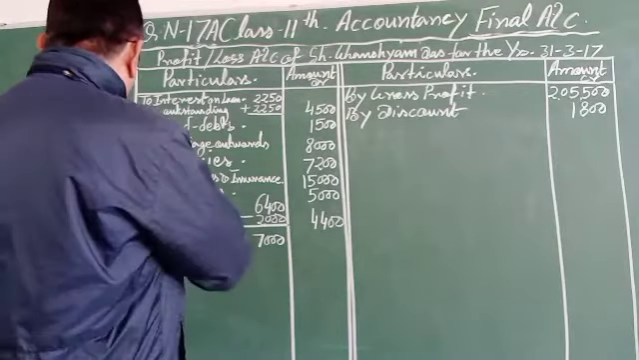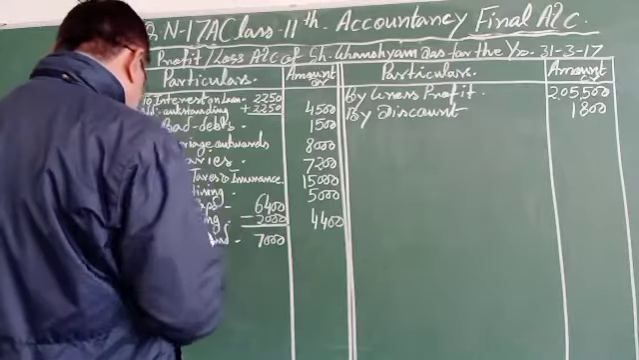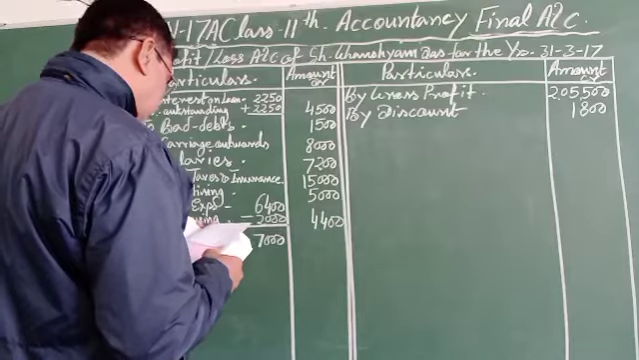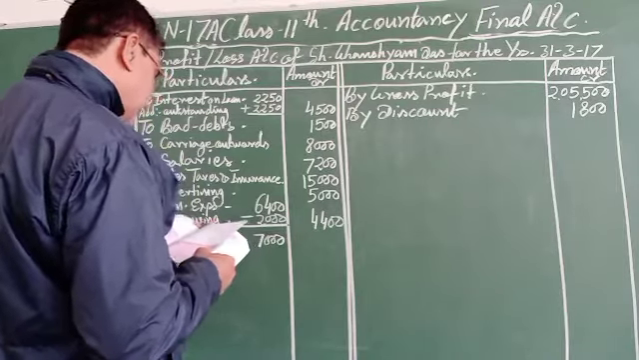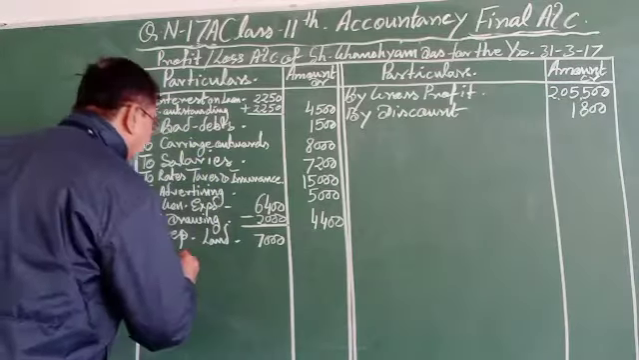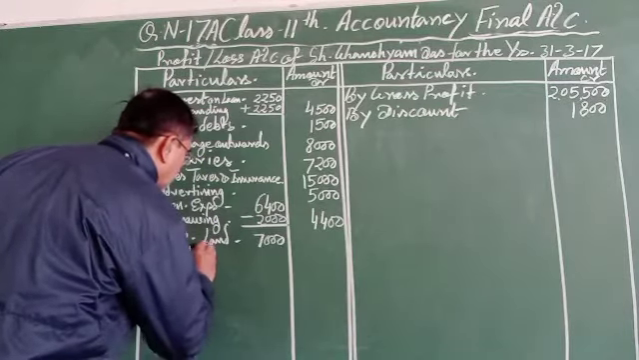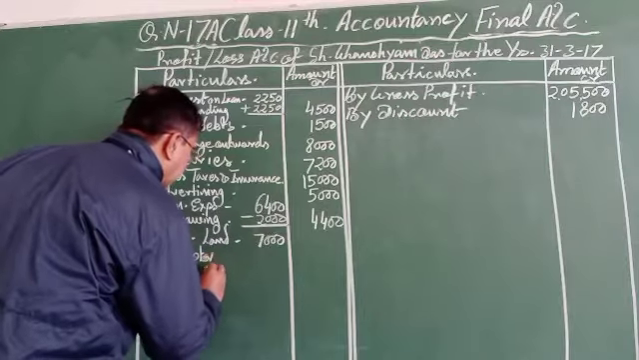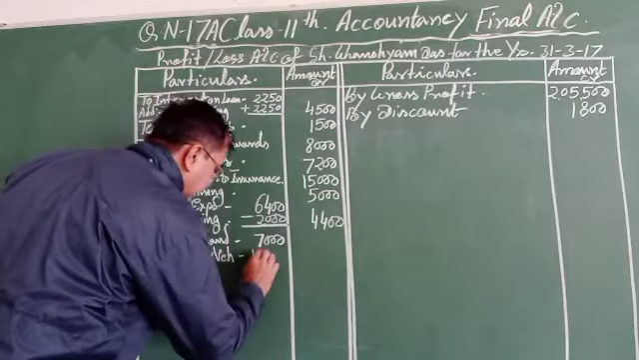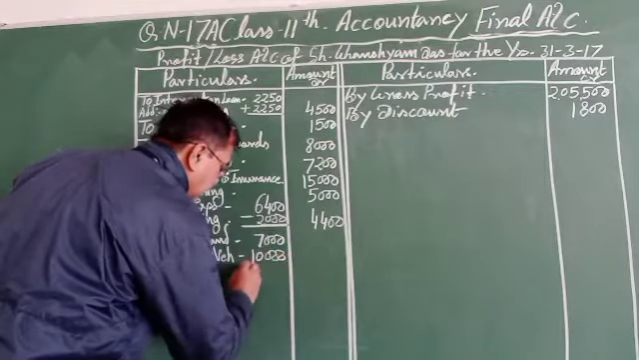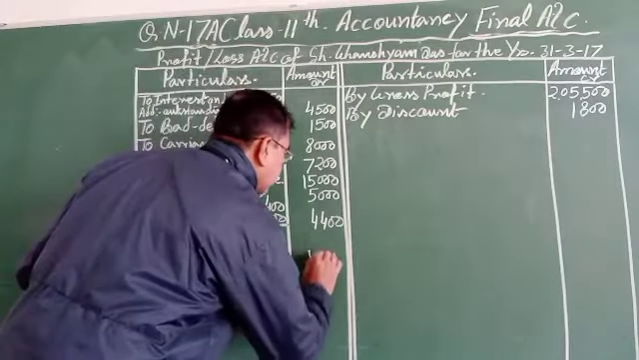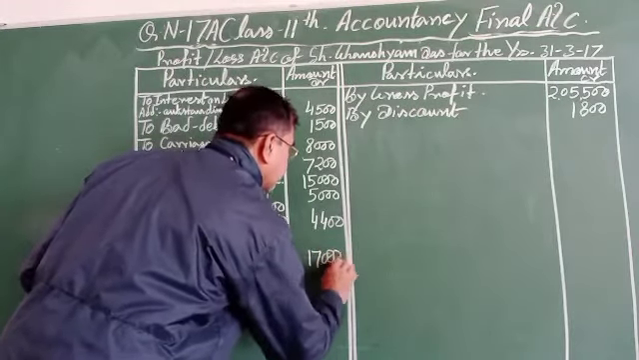Then after, motor vehicles 20%. The amount of motor vehicles given is 50,000. 20% of 50,000 for motor vehicles will be 10,000. Whether this one is calculated, so the total depreciation will be 17,000.